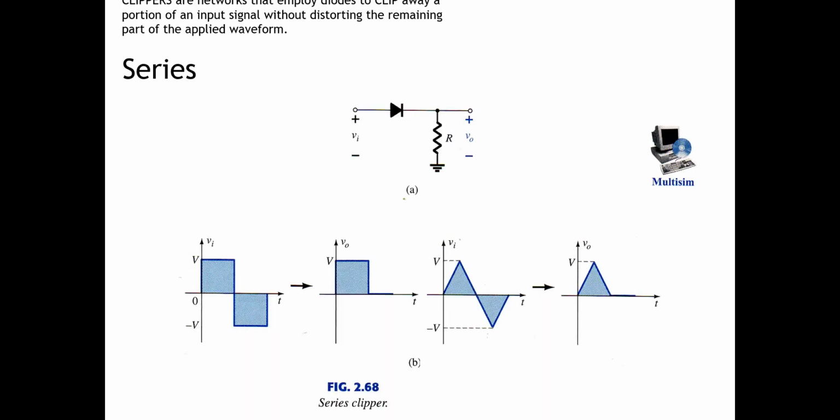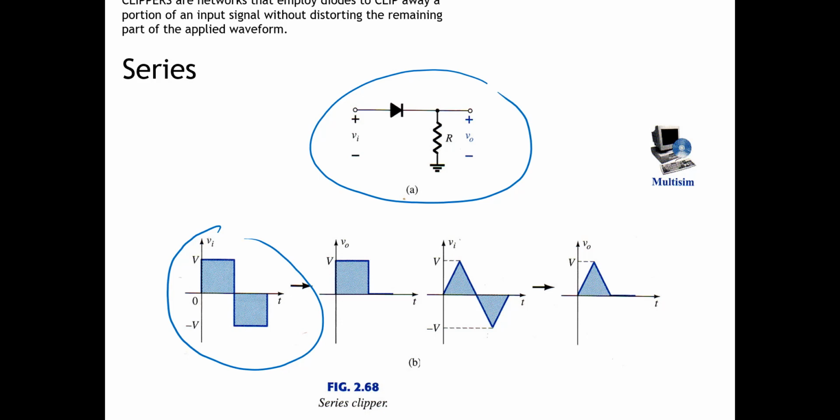Okay, and then this is another diode application. The first is clippers. Clippers are like clipping away. If we have an input voltage like this one, and we want to clip the negative cycle, we can use this one, and then we clip the negative cycle like this one and also this one.